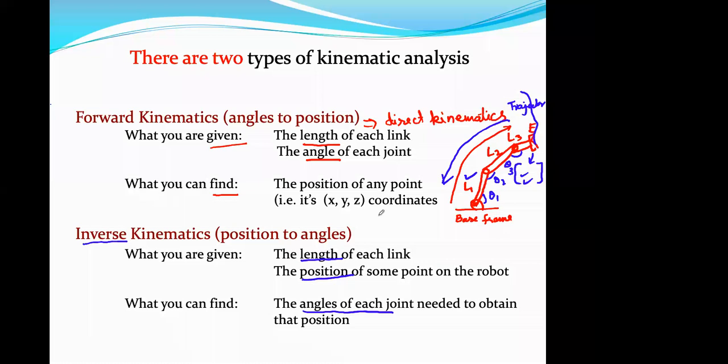In forward kinematics, we have been given the angles and we have to reach the position. So it is angles to position. In inverse kinematics, some position is given and we have to find the angles. So a short-term way to remember this is from A to P and from P to A. I think these two aspects, forward and inverse kinematics, are clear to all of you.